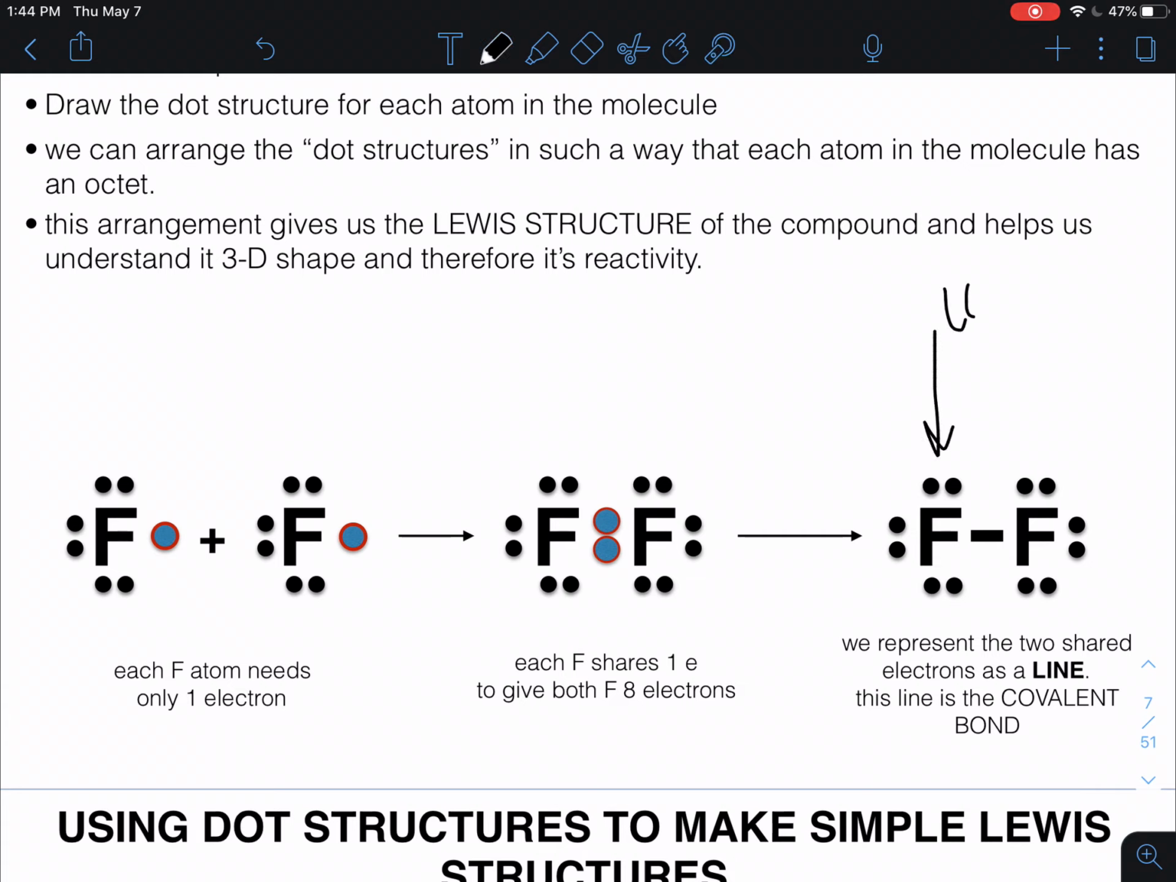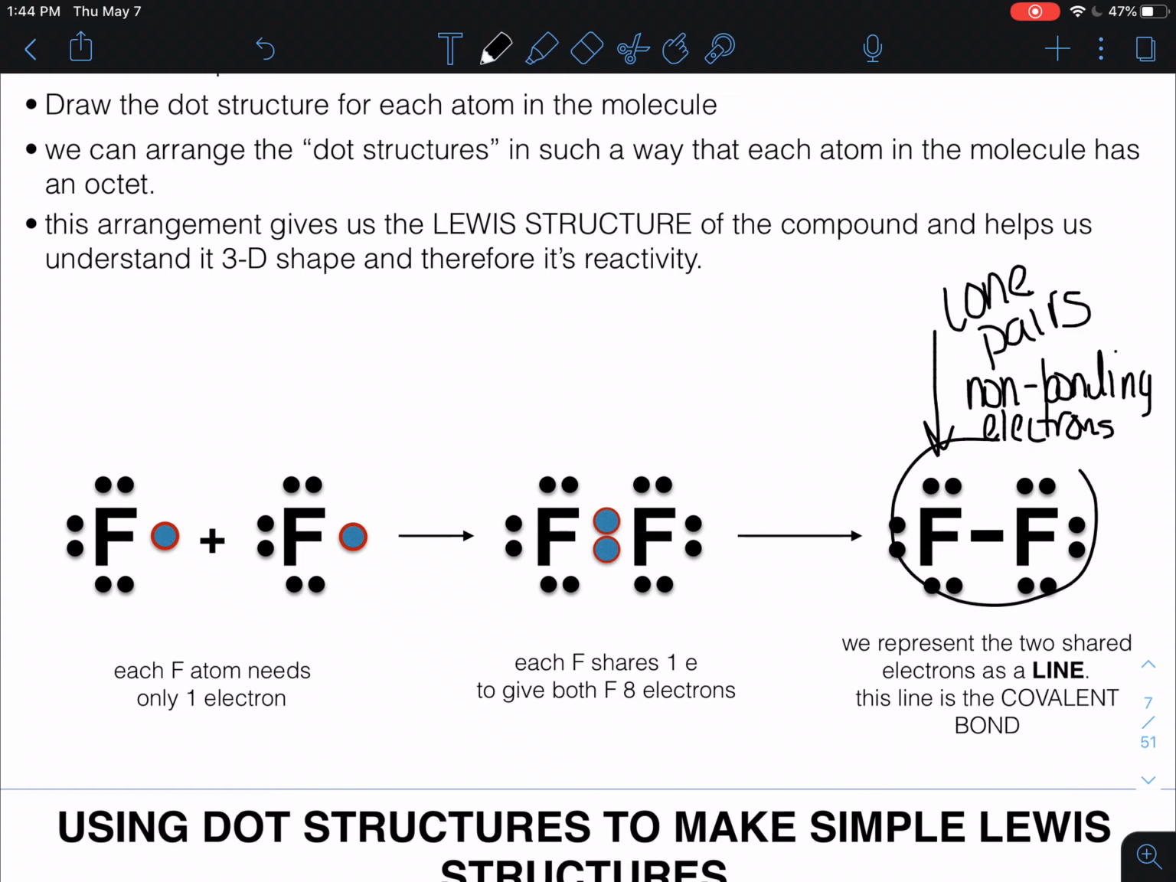These are called lone pairs. They're also called non-bonding electrons or non-bonding pairs. Either way, these play a really important role when we start predicting the shape of molecules. So when we draw Lewis structures for compounds, we always have to include the non-bonding electrons as well. But the bonding electrons we represent as a line.